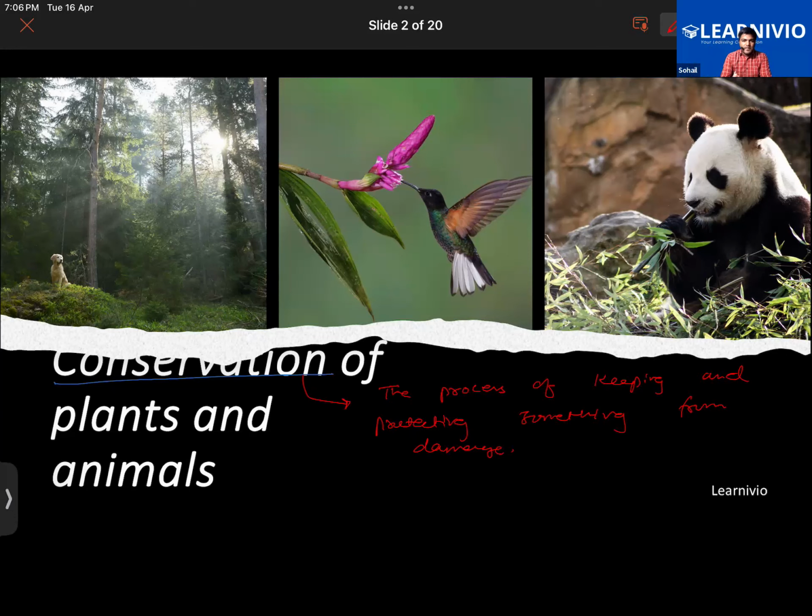I say that basically, the word conservation means the process of keeping and protecting something from damage. In the context of plants and animals, what will it mean? Simply, it will mean that you leave plants and animals in nature in the form that they are found. Like you don't disturb their natural environment.